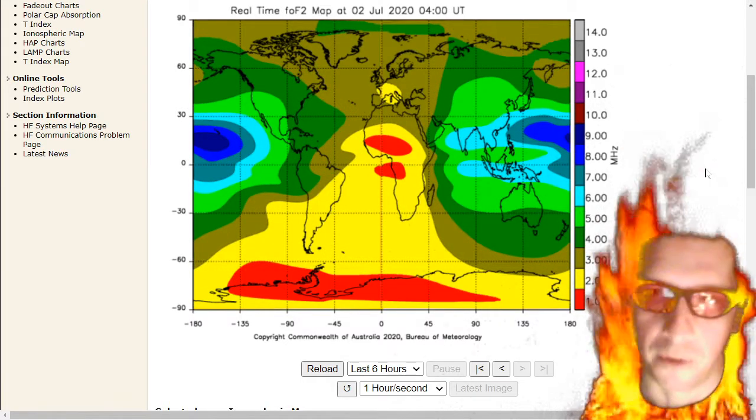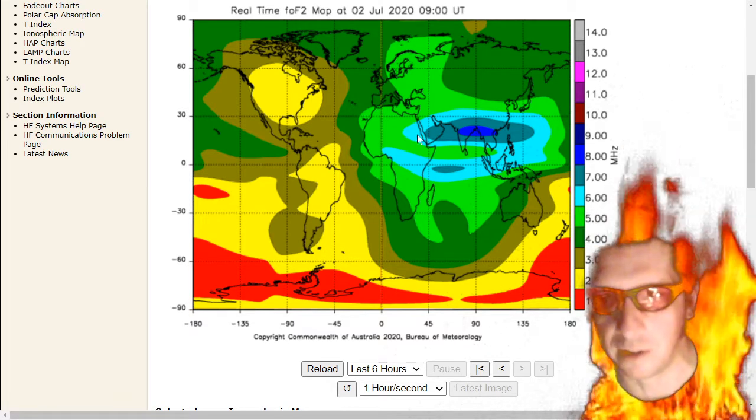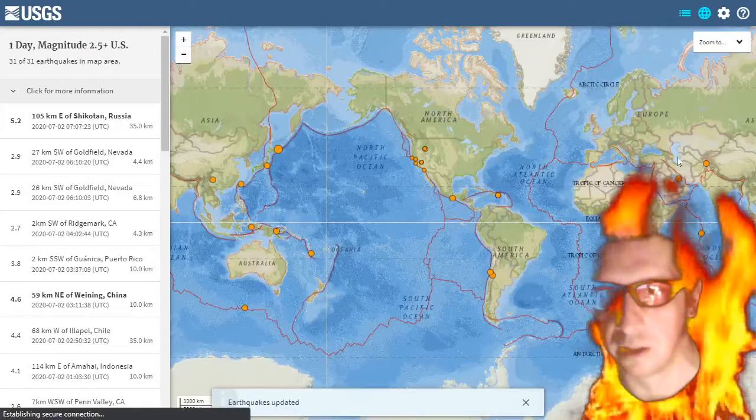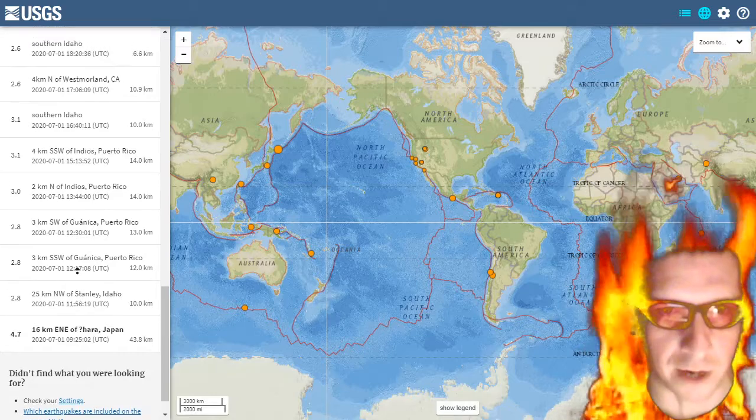Looking fairly normal there as far as the ionosphere layer, a little bit discharged on the sun side. Underneath my pointer right around there is about where the sun would be. And let's move on to look at earthquakes. We haven't seen anything over a 6 magnitude over the past 24 hours.